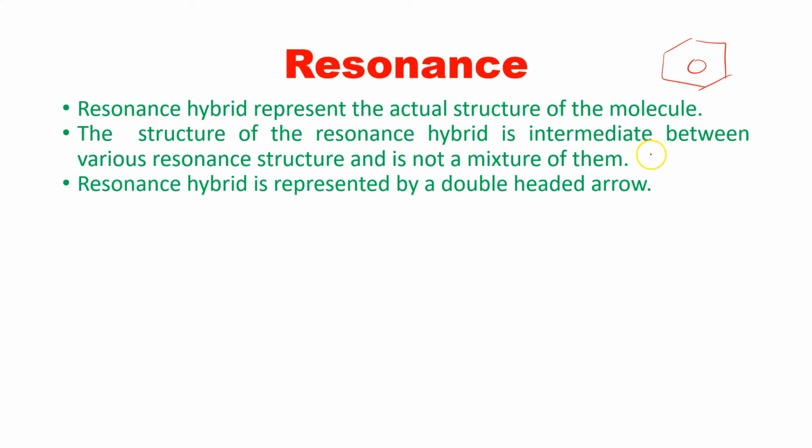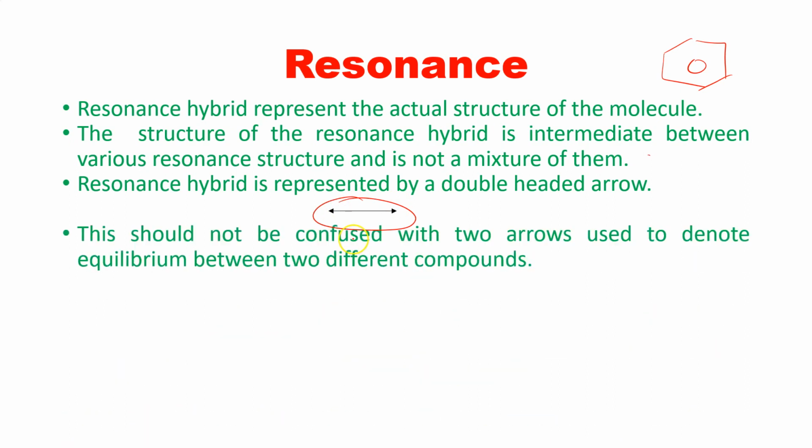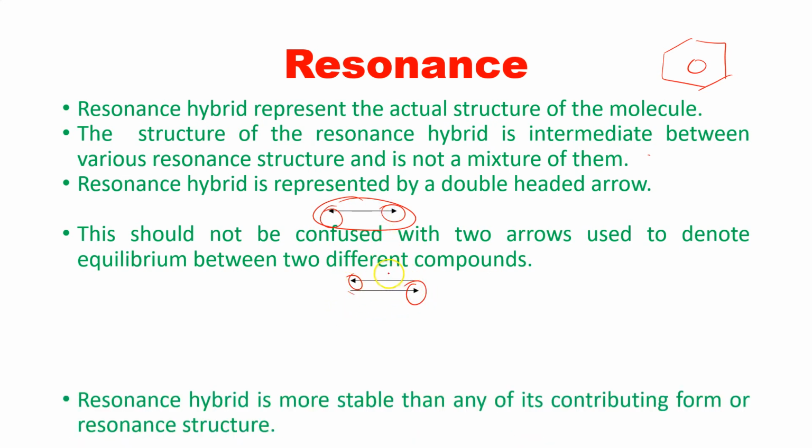Resonance structures are represented by a double-headed arrow. As we have seen, this is the double-headed arrow for showing resonance structures, and there should be no confusion between the two arrows. These two arrows are utilized for an equilibrium. When the structures are interconvertible, it can be shown this way, and this one is for equilibrium type compounds.